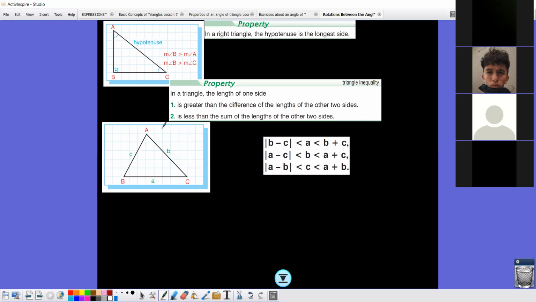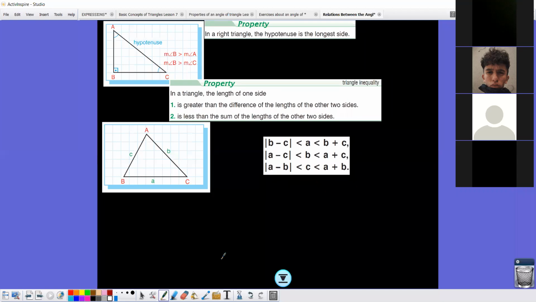Write this property. The first one, that the hypotenuse is the longest side, is very easy, we know it, but this triangle inequality is important. And if you write this, it will be better for you. Then we'll have some questions to solve about this property.